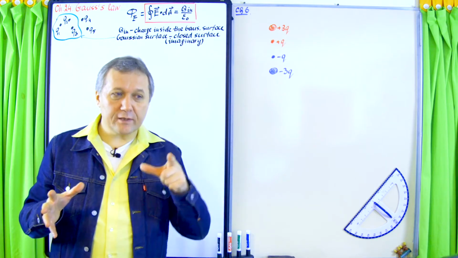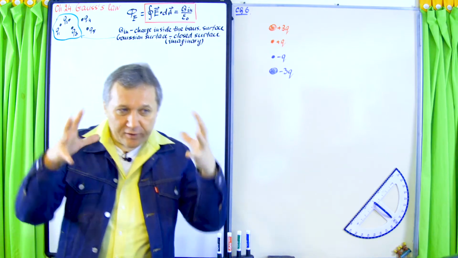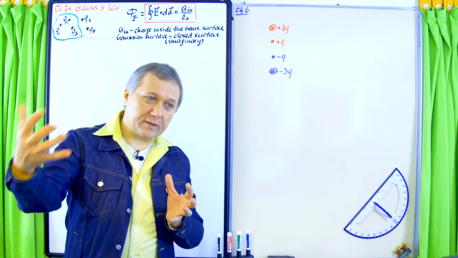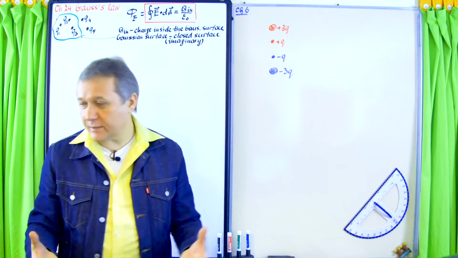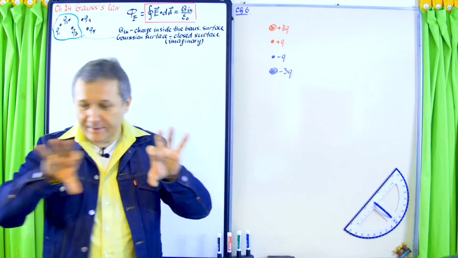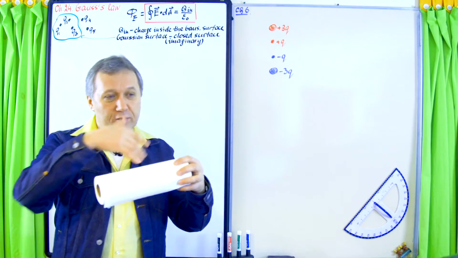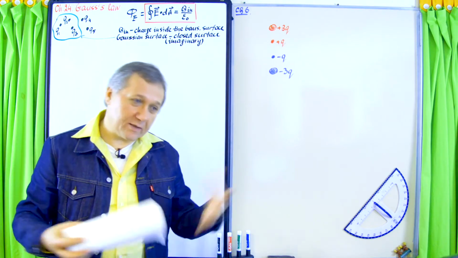In the previous lecture, we started discussing spherical distribution of charges, and we wanted to find the electric field outside and inside. In today's class, we're going to discuss cylindrical distribution of charges. We will have some uniformly charged cylinder, and we will have to find the field inside and outside.